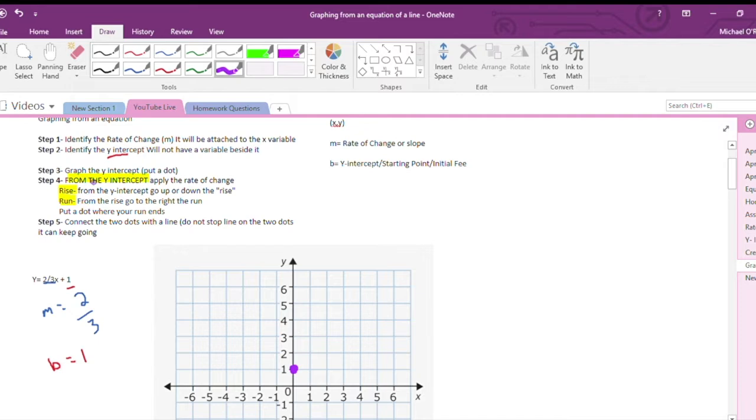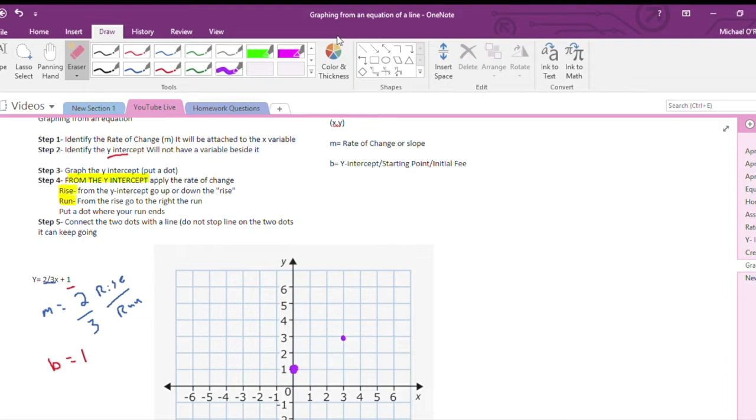Then from there, I'm going to do my rise over run, which is 2 rise over 3 run. So we're kind of going to do a reverse triangle here. So we're going to go up 2, then over 3: 1, 2, 3. And that's where we're going to put our second dot. You don't have to draw that line that I did, right? You can kind of eyeball it.